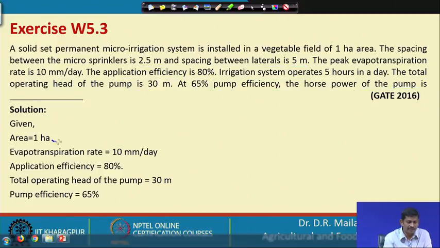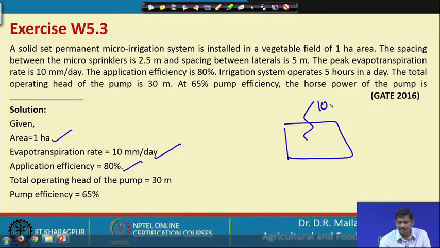The given values are 1 hectare of land, evapotranspiration of 10 mm per day, and application efficiency of 80%. So, suppose you have a field, this is 10 mm per day, and then the application efficiency is 80% here.